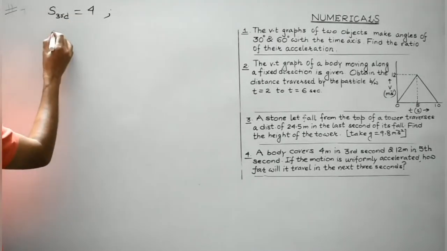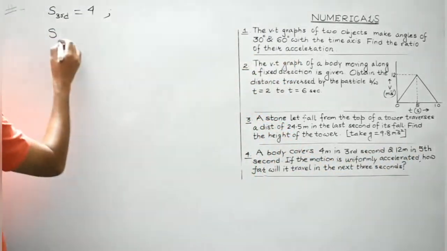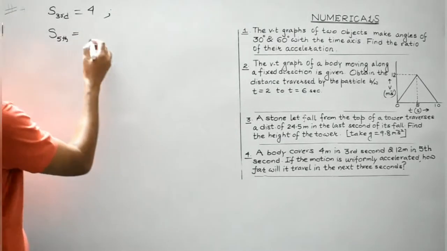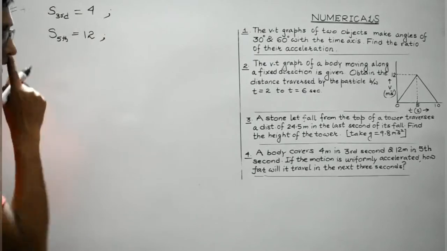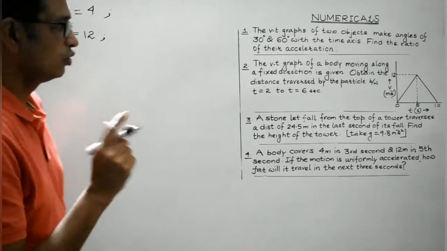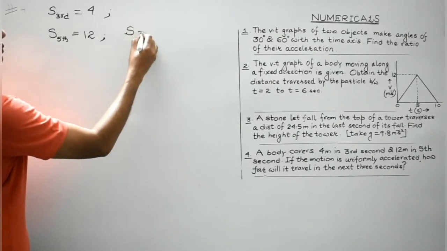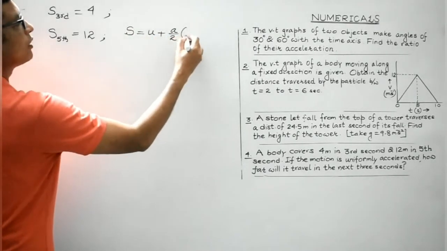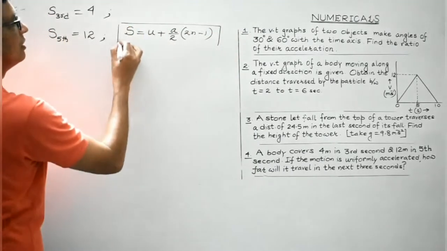Then it is given S fifth. The body covers 12 meter in the fifth second. This is given. It's in meters, right? And it is uniformly accelerated. So what's the formula to be used? Distance covered by the body during the last second of its motion. It is u plus a by 2, 2n minus 1. So this is the master formula over here.